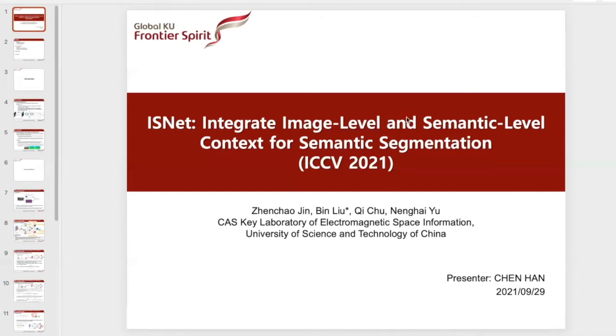And today, I want to introduce a paper about semantic segmentation. This paper was published in ICCV 2021, and the title is Integrate Image Level and Semantic Level Context for Semantic Segmentation.